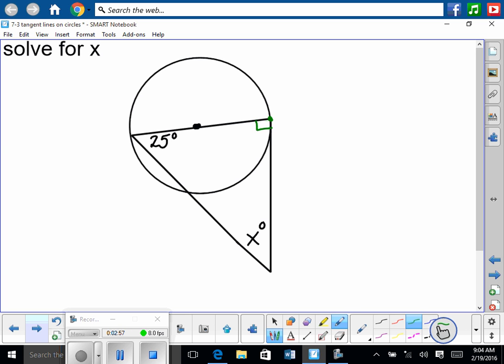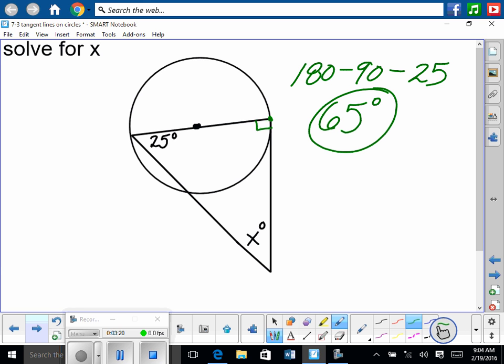Now, isn't x pretty simple? Yes. What do all 3 angles of a triangle add up to be? 180. So 180 minus 90 degrees minus 25 degrees. And we know that angle. What do you get? Guys, if you help me out, the lesson goes 20 million times faster. 65. Okay, are we good? Yeah. Okay.